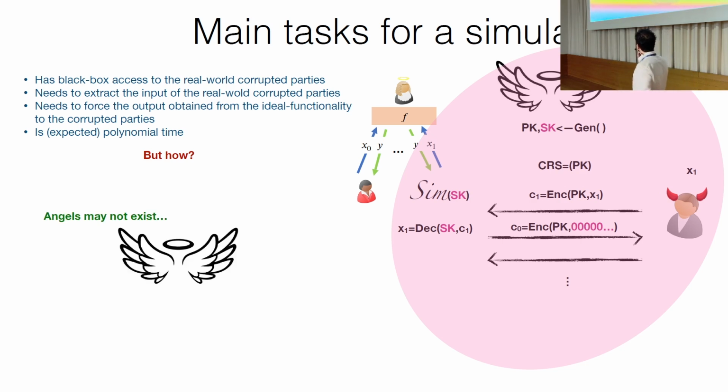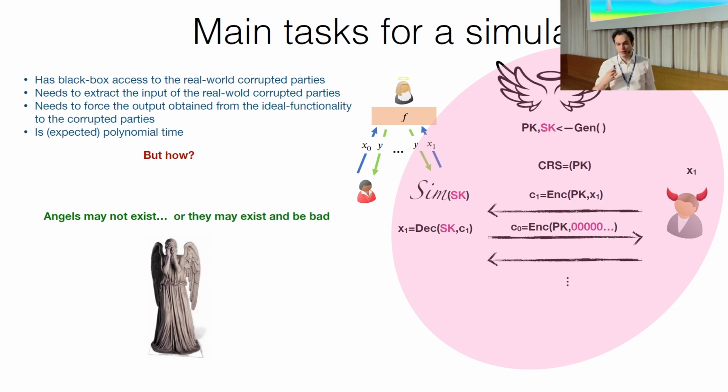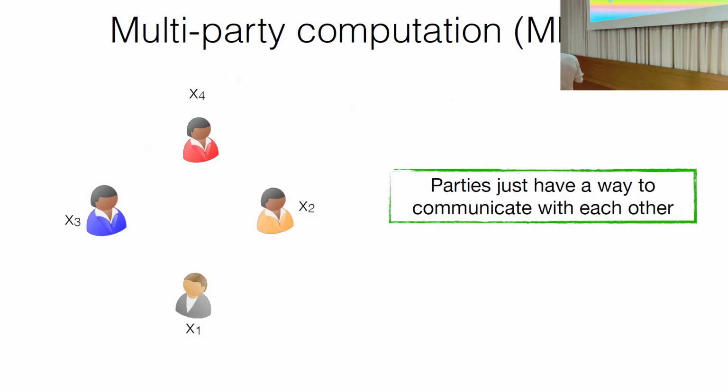Now the problem is that angels may not exist, or if they do exist and someone does generate the CRS, they may be bad people and just give the secret key to corrupted parties. This is a reference to Dr. Who, I don't know. So that's why it may sound strange.